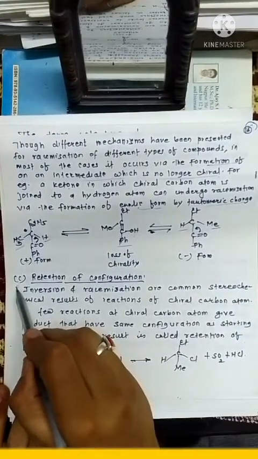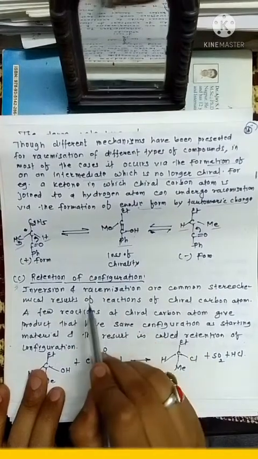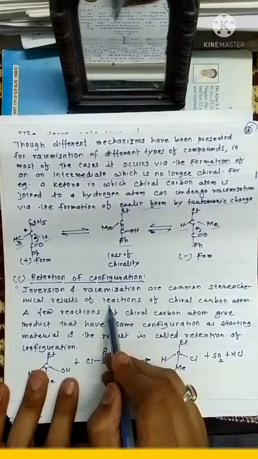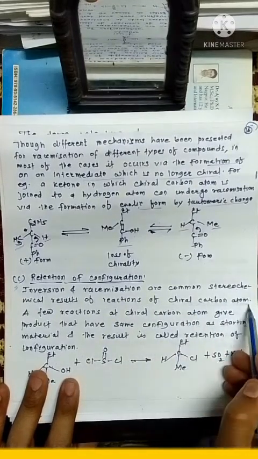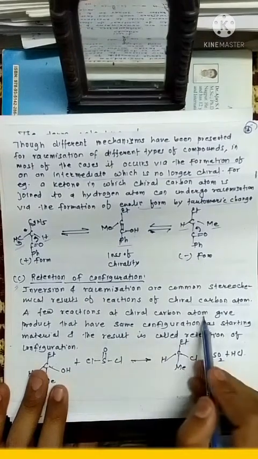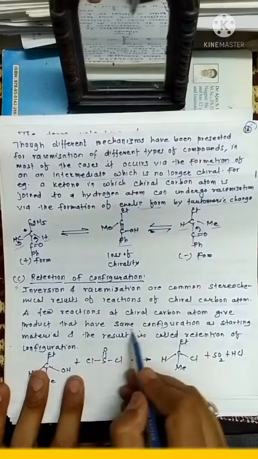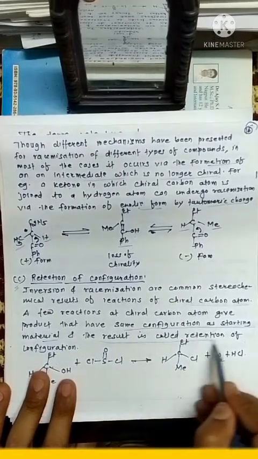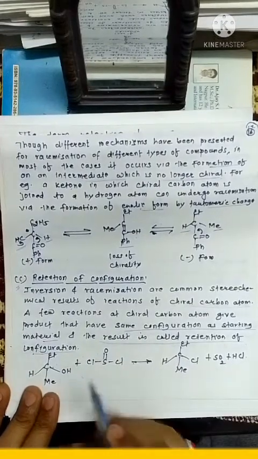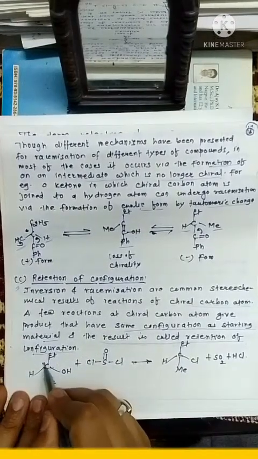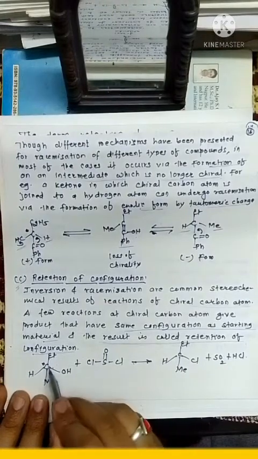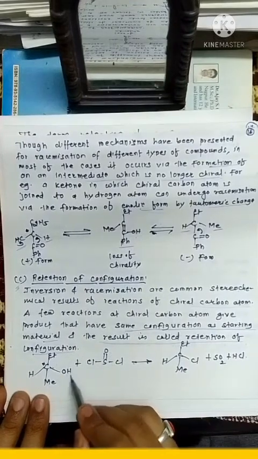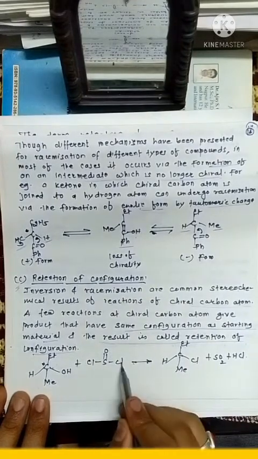Now we are going to see retention of configuration. Inversion and racemization are common stereochemical results of reactions at a chiral carbon atom. A few reactions at a chiral carbon atom give products that have the same configuration as the starting material, and the result is called retention of configuration. Just see, this is the chiral carbon atom. When this compound is reacted with thionyl chloride, this OH is displaced by the chlorine.